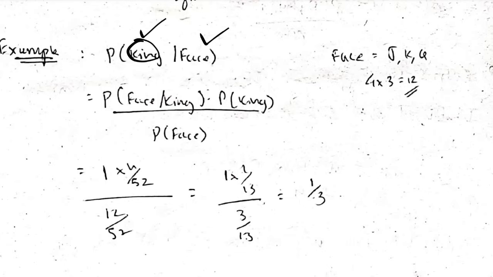What is the next 1/3 and next 1/3? Another 1/3 is reserved for jack and another 1/3 is reserved for queen. So 3 types are there, so each will get a 1 by 3 possibility. This is a simple example for the application of Bayes theorem.